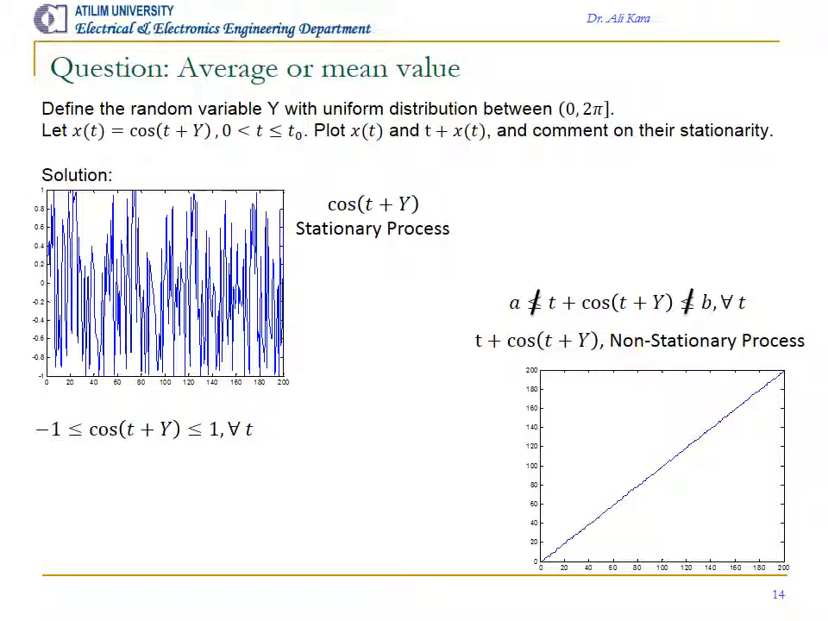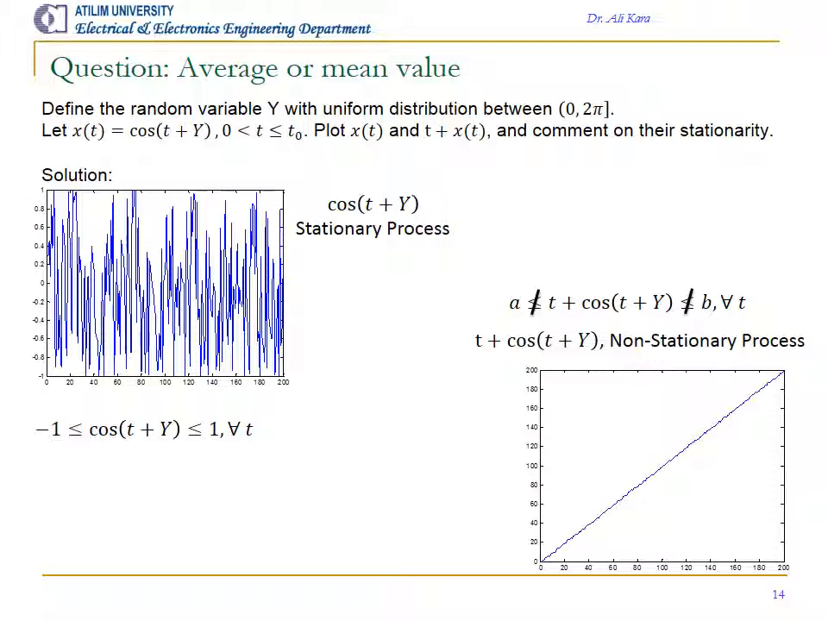Cosine of t plus y is stationary because in time it does not change its distribution. But adding the time variable to x of t changes its distribution with time, therefore it is not stationary. In other words, the absolute value of cosine of t plus y is always smaller than or equal to 1 for all t.